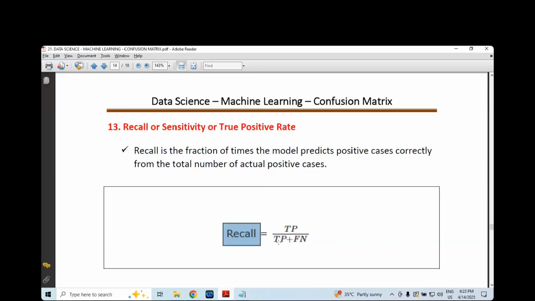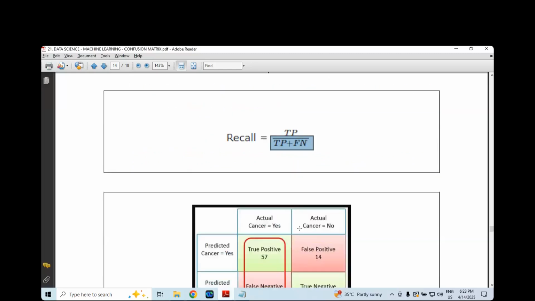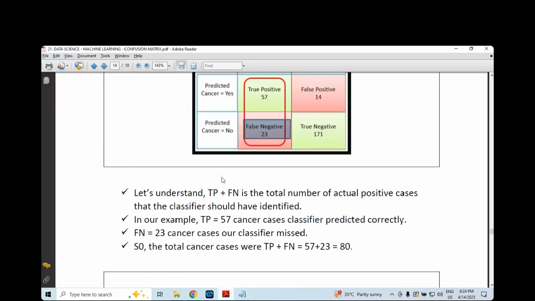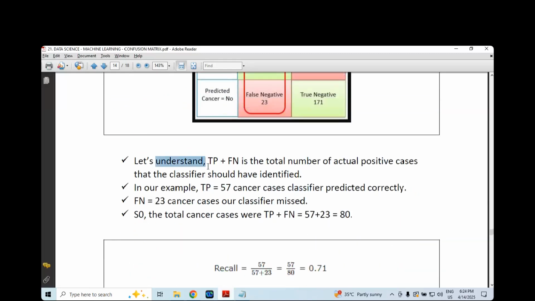True positive rate equals TP divided by TP plus FN. Sorry, TP plus what exactly? FN. This is the formula: TP, true positive, divided by TP plus FN. What is FN? False negative. This is a fixed formula. Now let's understand: TP plus FN is the total number of actual positive cases. Actual positive cases I am talking about.